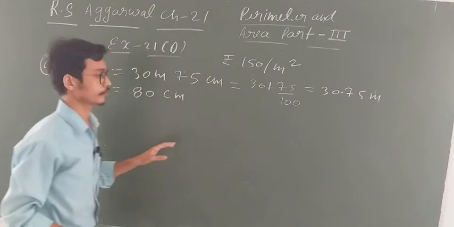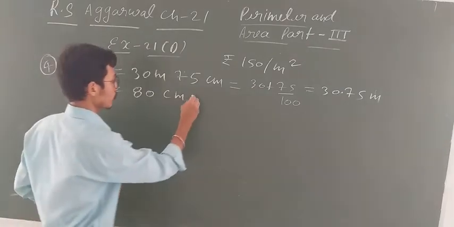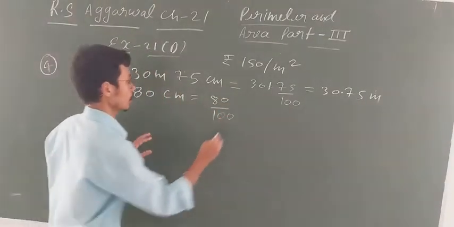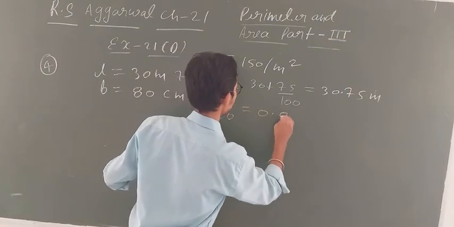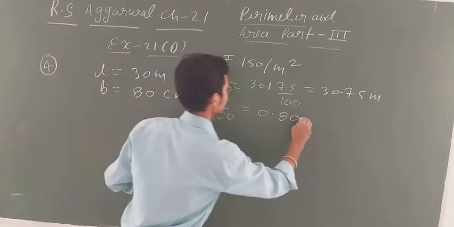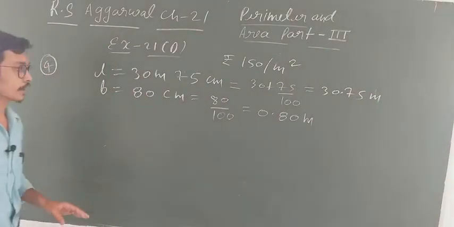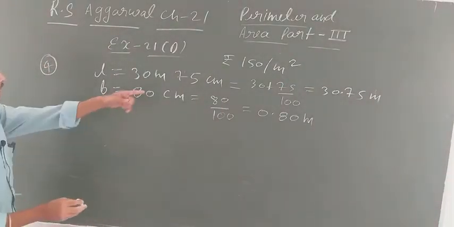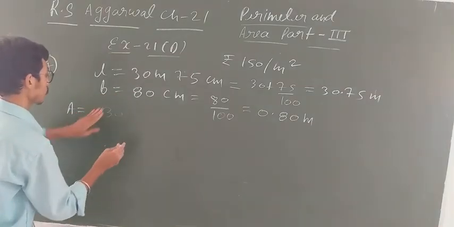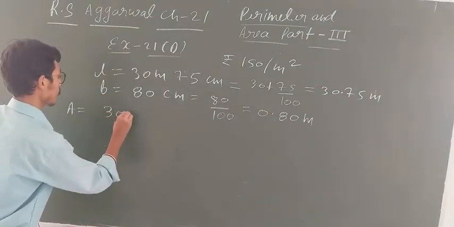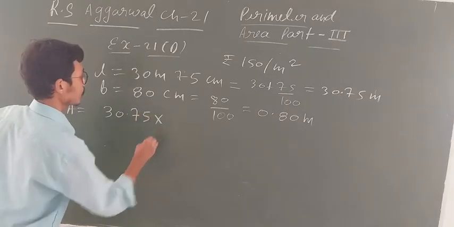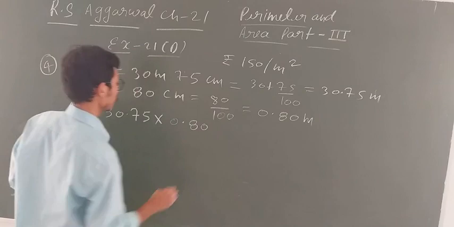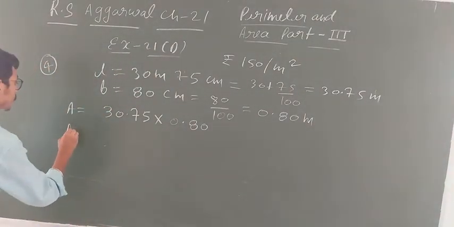As you know that. Next is given 80 centimeter. You can write down 80 upon 100. It will become what? 0.80 meter. Clear student? Now find out area. Area equal to L into B. That means 30.75 multiply by 0.80. Clear? Now when you will multiply, it will come what?